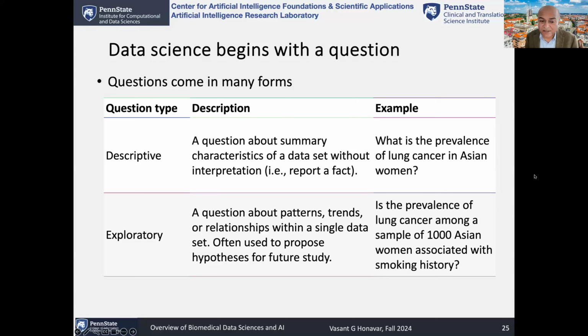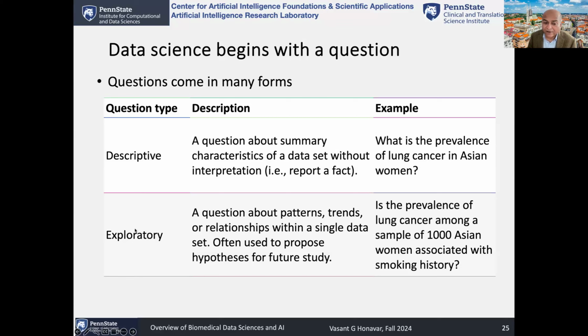And the question can be descriptive or exploratory, among many different types of questions. So here are some examples. Suppose you want to ask the question, what is the prevalence of lung cancer in Asian women? This is a descriptive question. You collect some data in your health system, let's say, and then you ask this question. It's something that you can calculate from the data, and you describe your data. You may describe the characteristics of the women that have a high prevalence for lung cancer versus the not, and so on.